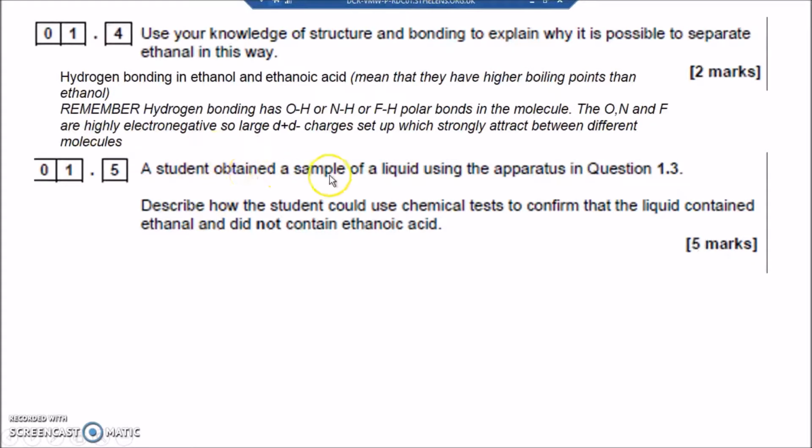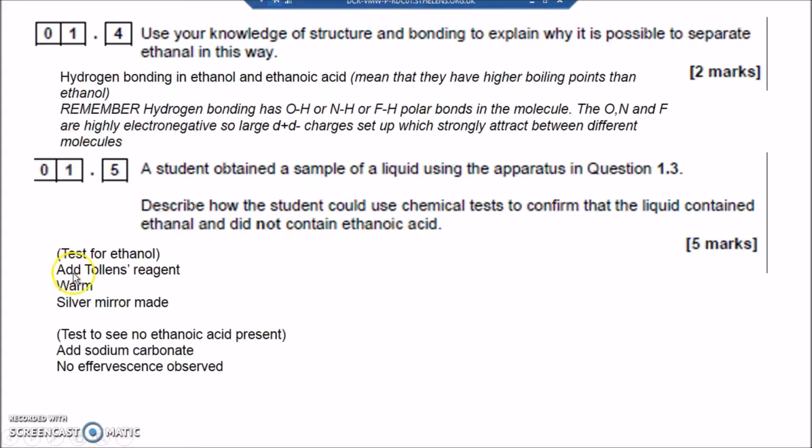Okay, a student obtained a sample of liquid using the apparatus. Describe how the student could use chemical tests to confirm that the liquid contained ethanol and did not contain ethanoic acid. Lots of marks here, 5 marks for 2 chemical tests. So how do you test for ethanol to show that it contains ethanol? Well, you use warm Tollens reagent. So add Tollens reagent, make sure it's warm. You need the conditions warm at A2. So at A level, you need warm Tollens reagent, and a silver mirror is made.